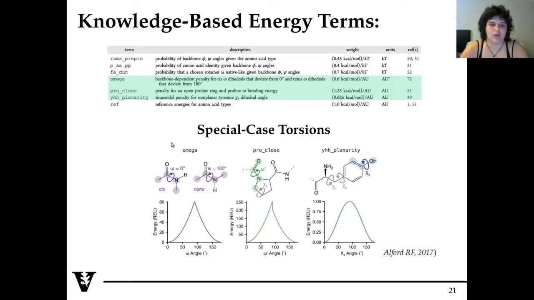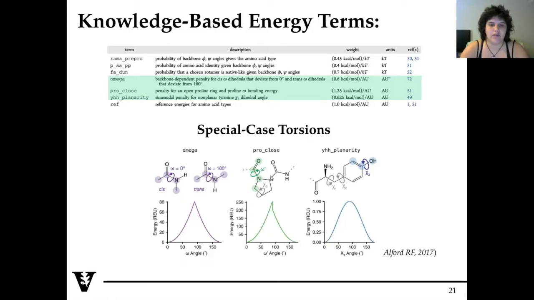So for example, if we take the omega dihedral, that is the one referring to the peptide bonds, we know that it should be only in cis or trans, so 0 degrees or 180 degrees. If this is the case, the energy associated will be 0, while if we have something around 90 degrees, we will have an associated energy of 80 that will affect the stability of the protein. So this we know is not physically possible.